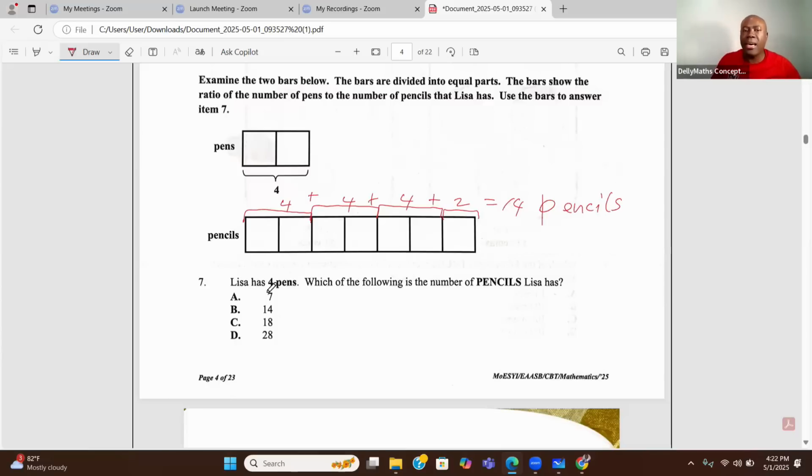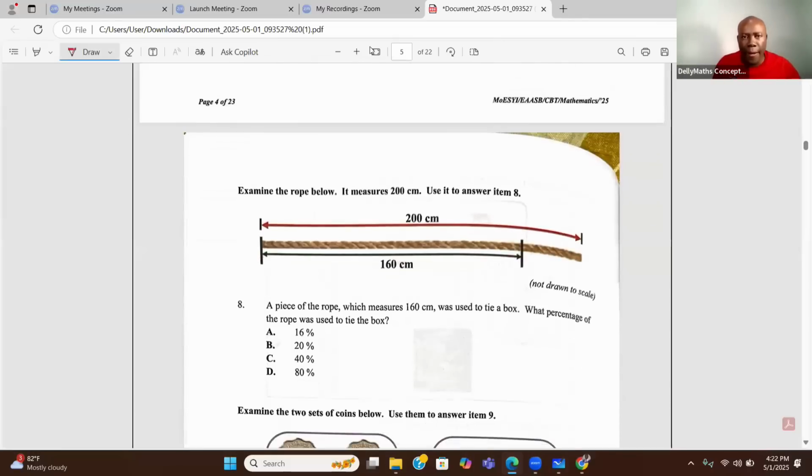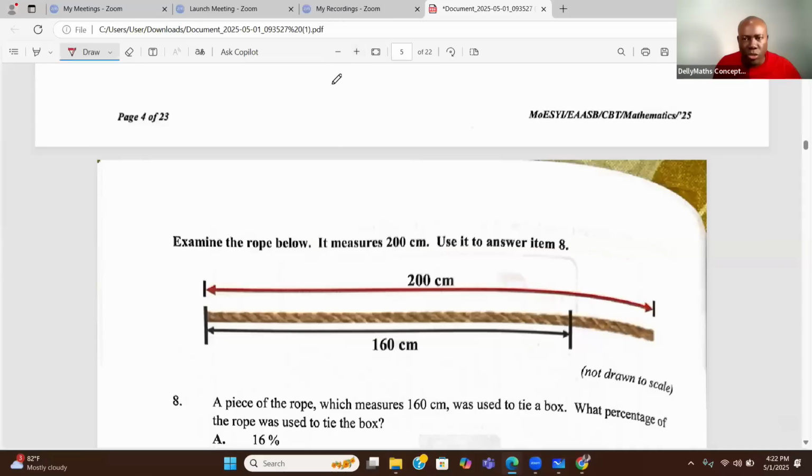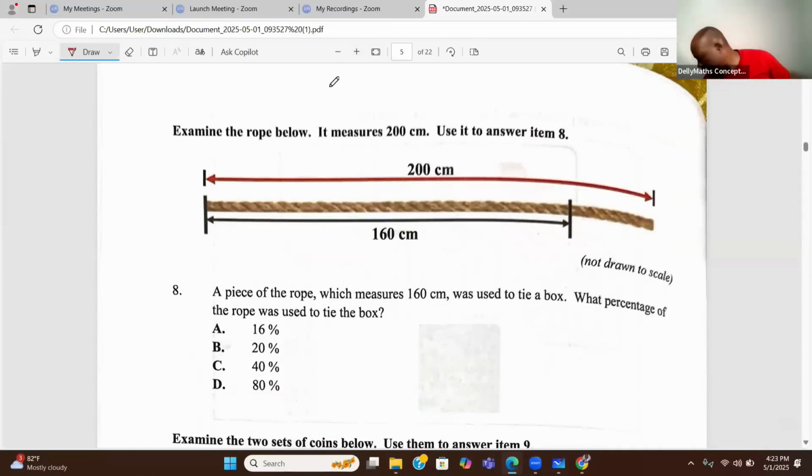So what is the question? Lisa has 4 pens, which is up here. Which of the following will represent the number of pencils? It's 14. And so this is the answer, and we're gone. Okay. Not bad so far. You got to do a lot of reading though, but it's not bad so far. Let's go to the next question.